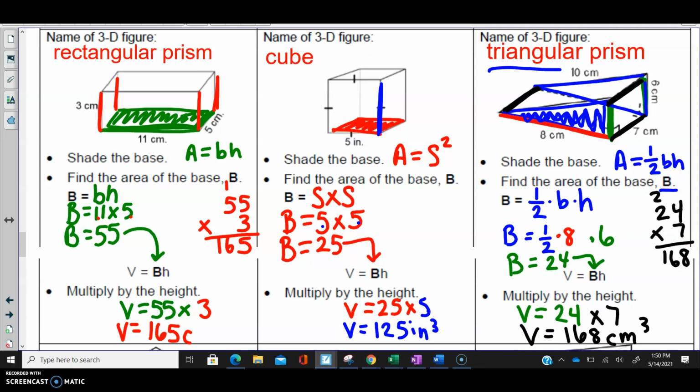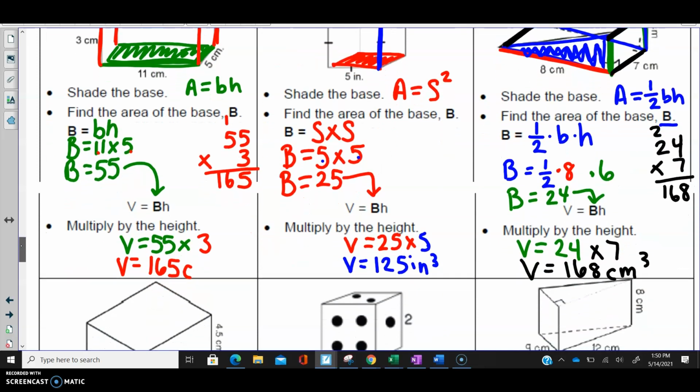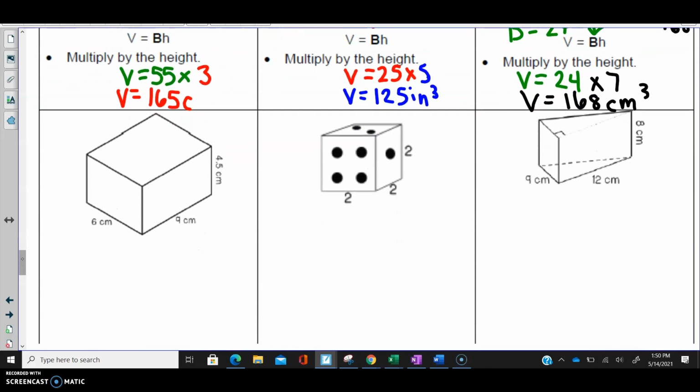So finding volume of 3D shapes: you find the area of the base and multiply by the height of the 3D shape. You guys try the following problems.